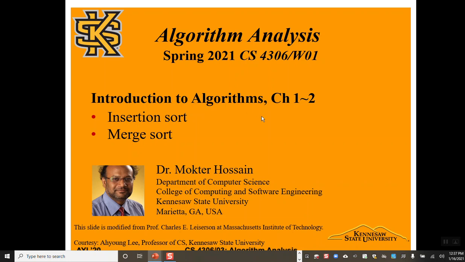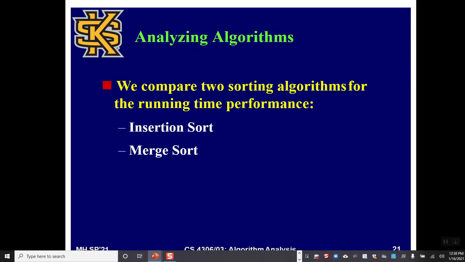In this lecture video, I will discuss insertion sort and merge sort algorithm analysis. How do we analyze these two sorting algorithms, and how do we compare the complexity and efficiency of these algorithms with an example of these two algorithms. Okay, so let's start.